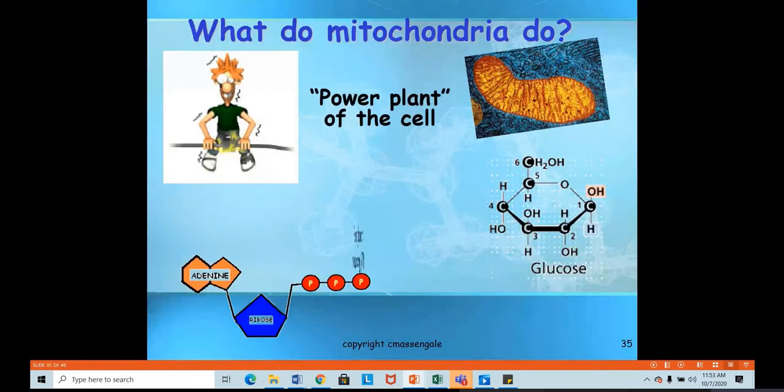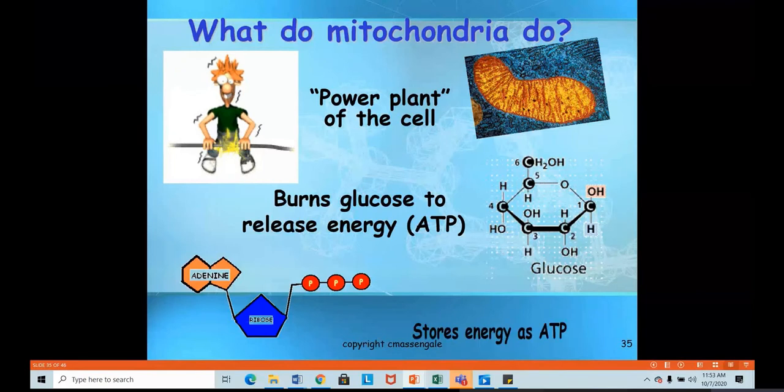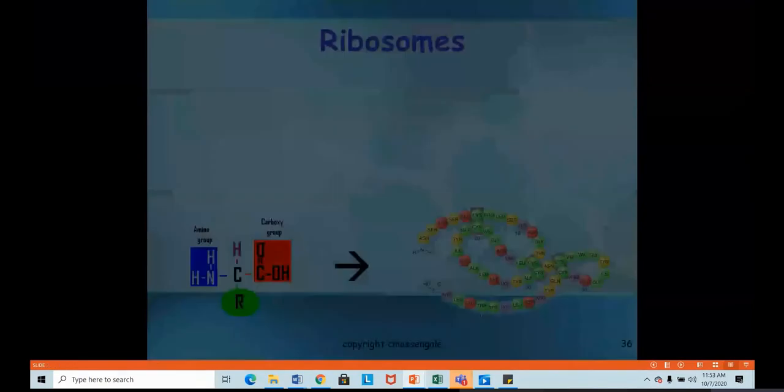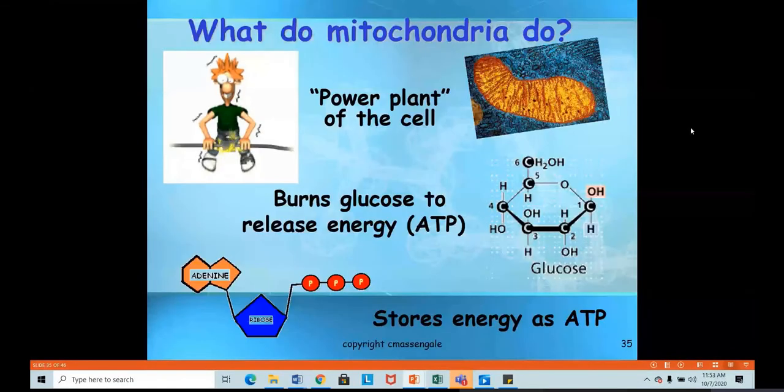And what do mitochondria do? They are the power plants of the cell. They burn glucose to release energy, which is ATP. This is how the molecule of ATP looks. A is adenine, and you can see the 3 phosphate groups which are attached to the ribose sugar. As it contains 3, it is known as triphosphate. So this is the structure of an ATP molecule, and this is the structure of a glucose molecule.